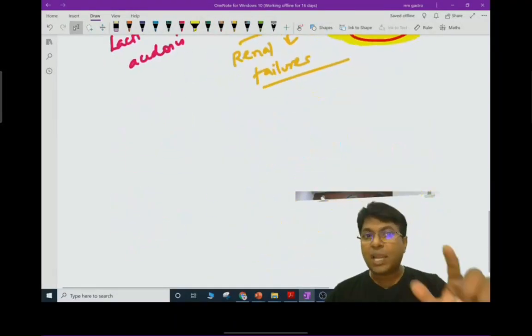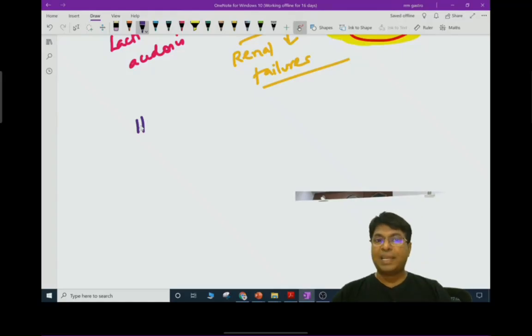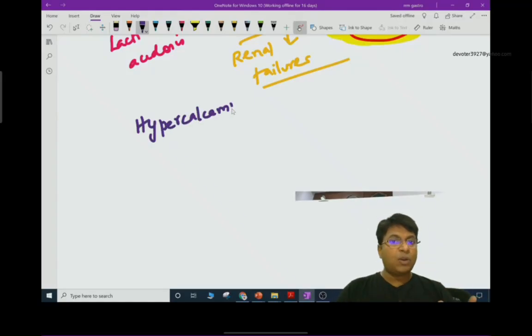At this point of time, let me tell you another syndrome in which there is hypercalcemia of malignancy. So why am I comparing this? Because in tumor lysis syndrome there is hypocalcemia. Tumor lysis syndrome happens due to binding of calcium.